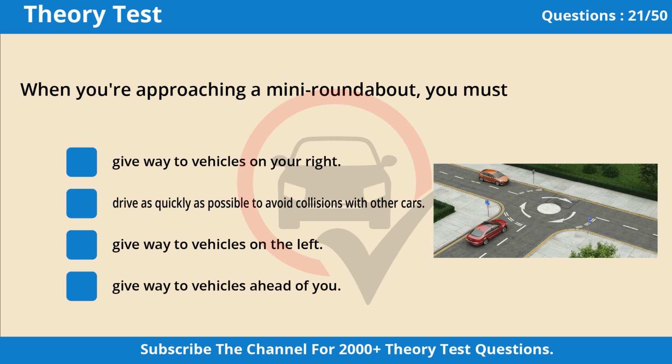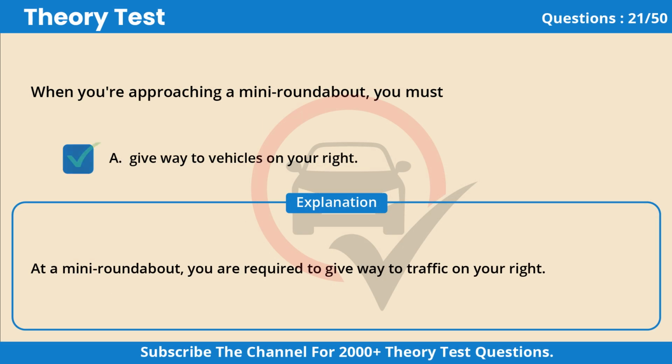Question 21. When you're approaching a mini roundabout, you must A. Give way to vehicles on your right. At a mini roundabout, you are required to give way to traffic on your right.